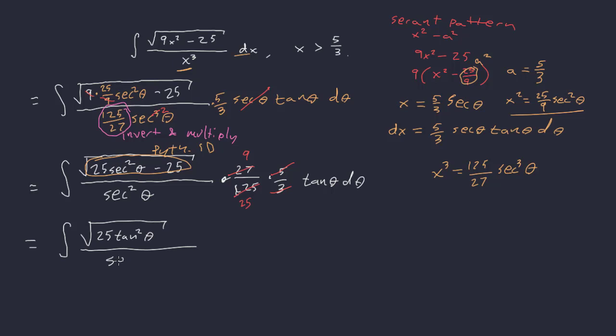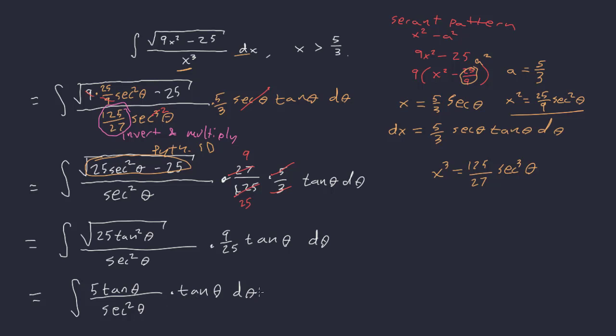And then that'll be secant squared theta, and then we'll have just 9/25 tangent theta d theta. And then this will just simplify down to 5 tangent theta over secant squared theta, then times tangent theta d theta.